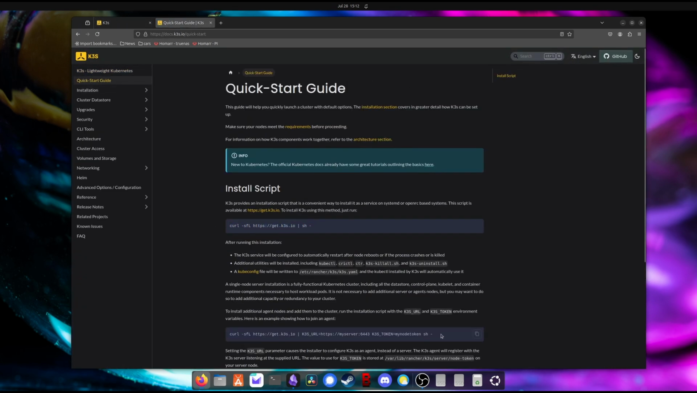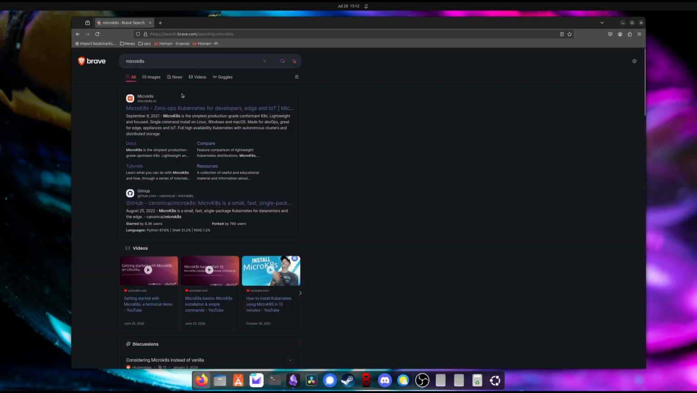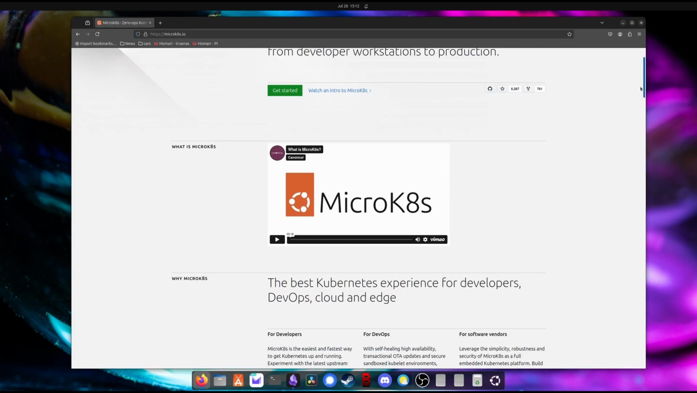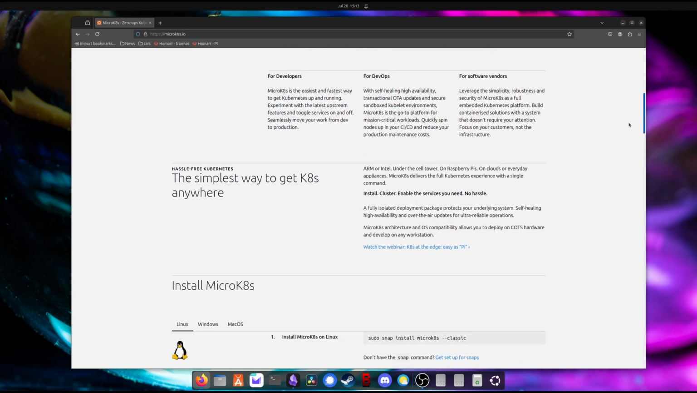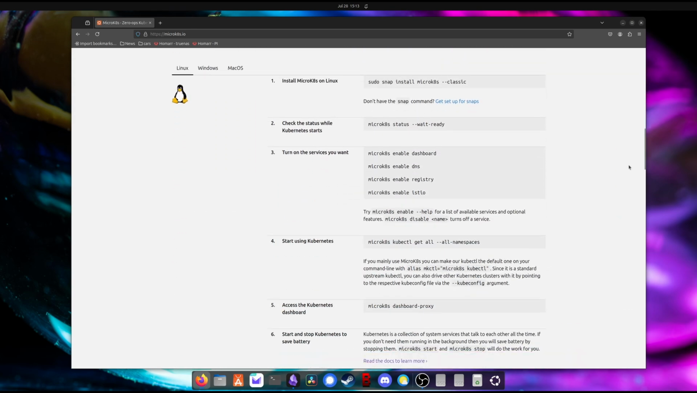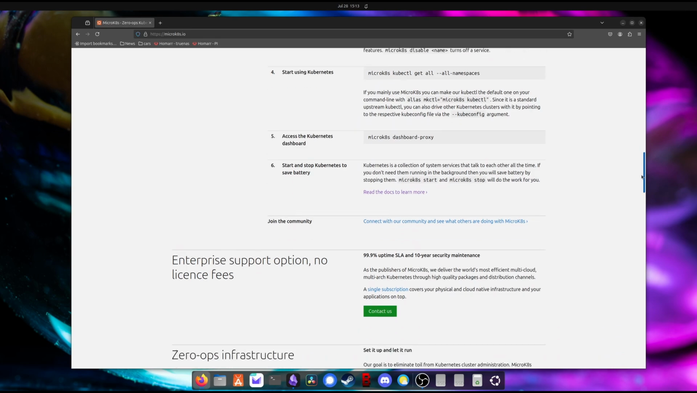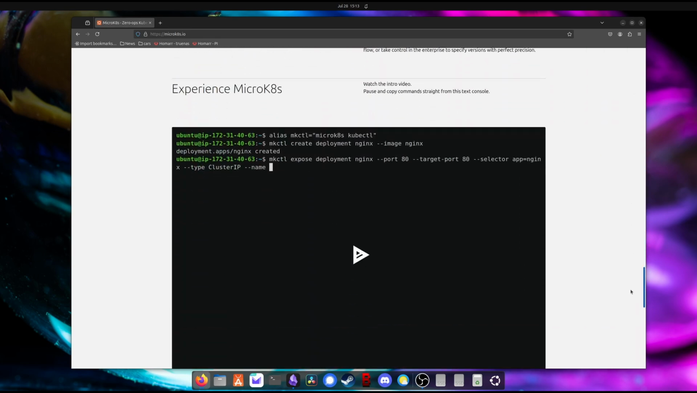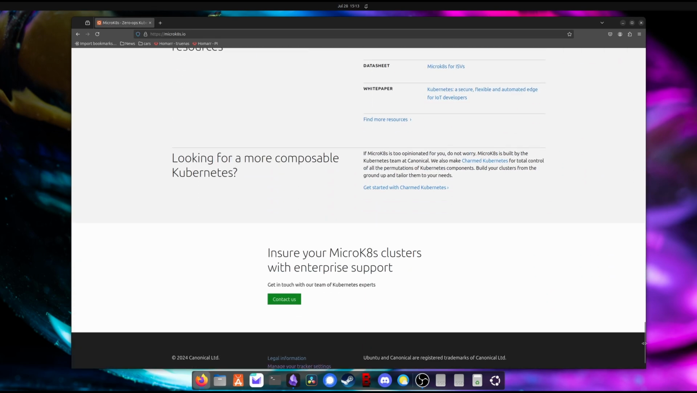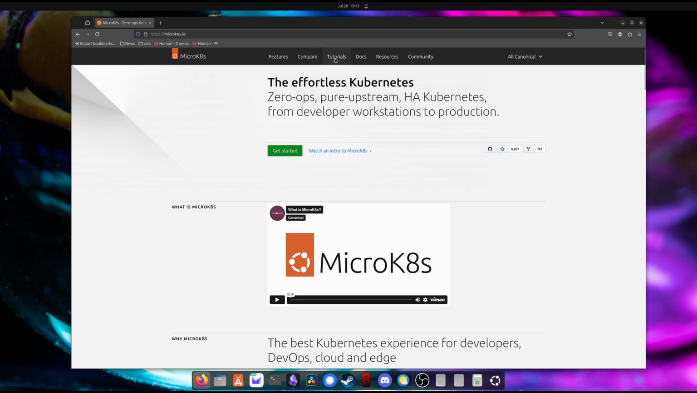I played with both of them, and in particular, MicroK8S, I was able to get a Kubernetes cluster running in just a couple minutes because it makes a whole bunch of assumptions about your environment. It runs a whole bunch of capabilities on the same node. It just makes it super simple to get going quickly and play with it, and that's the whole point. So there you go.